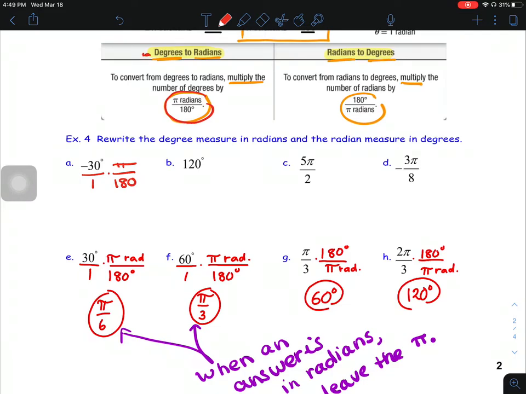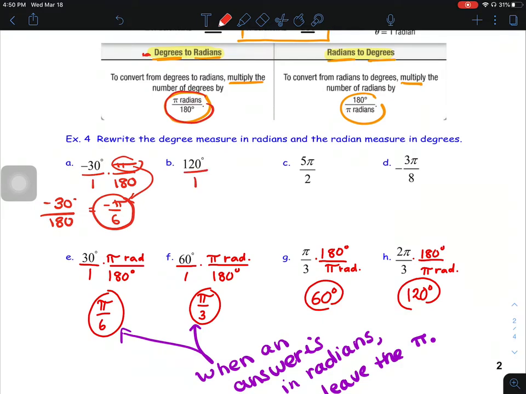Now on your calculator, you should type in negative 30 divided by 180. Do not enter the pi symbol at all on your calculator. You're going to leave the pi symbol in your answer for radians. So you would just type negative 30 divided by 180, switch that back into a fraction, you're going to see negative 1/6, but then attach that pi symbol back onto the answer, and we say that it would be negative pi over 6 radians.